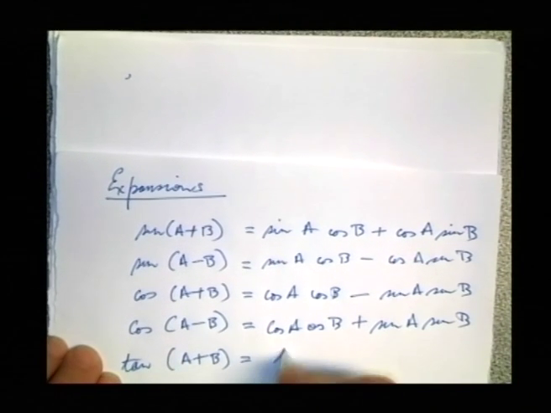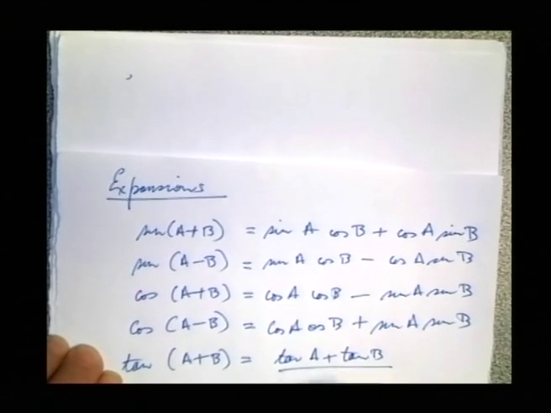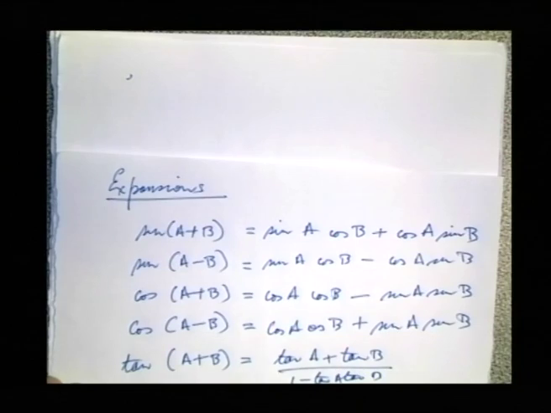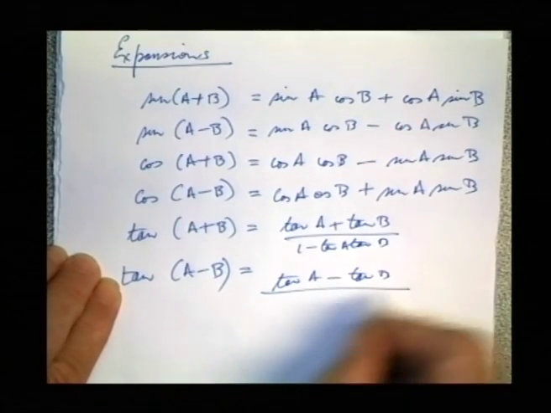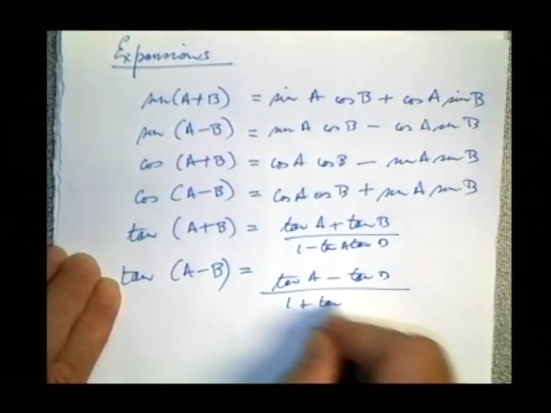Tan A plus B is tan A plus tan B over 1 minus tan A tan B. And lastly, tan A minus B is tan A minus tan B over 1 plus tan A tan B.